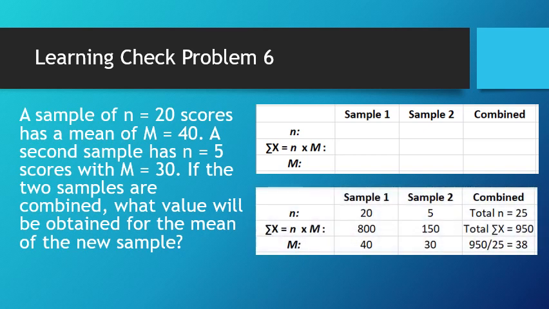So in this problem, if you fill out for sample 1, n is 20, M is 40, you can easily find summation of x. 20 times 40 would give you 800. And then let's look at sample 2. n is 5, M is 30, so again you can find summation of x. 5 times 30 would give you 150. Finally combined, the total n would be 20 plus 5, which would be 25. The total summation of x would be 800 plus 150 to give you 950. And then to find the total M, you look at 950 divided by 25, which would give you 38. And that would be your new mean for the combined sample.